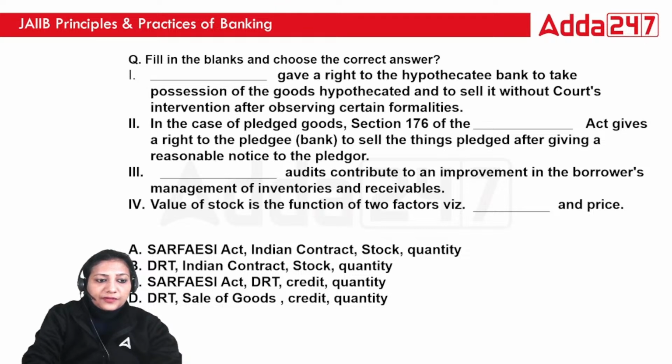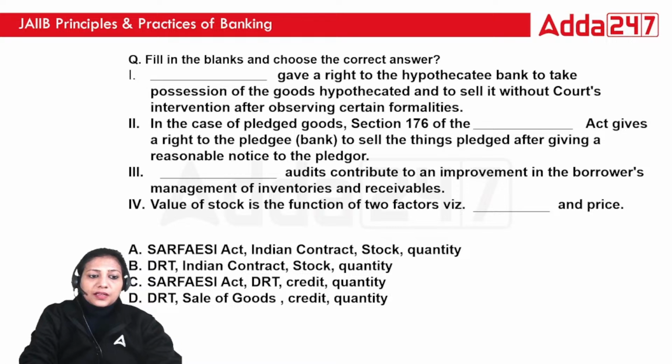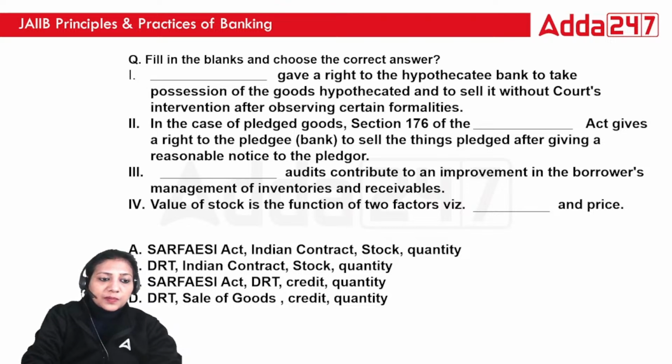Fill in the blanks and choose the correct option. Dash gave a right to the hypothecating bank to take possession of the goods hypothecated and to sell it without court's intervention after observing certain formalities. In the case of pledged goods, Section 176 of the dash Act gives the right to the pledgee bank to sell the things pledged after giving a reasonable notice to the pledger. Dash audit contributes to an improvement in the borrower's management of inventories and receivables. Value of stock is the function of two factors, with dash and price.